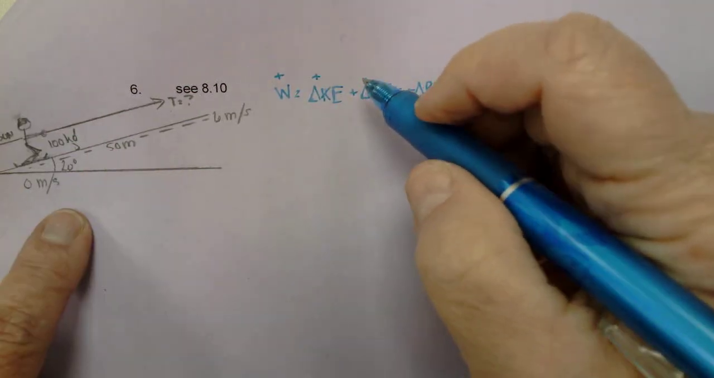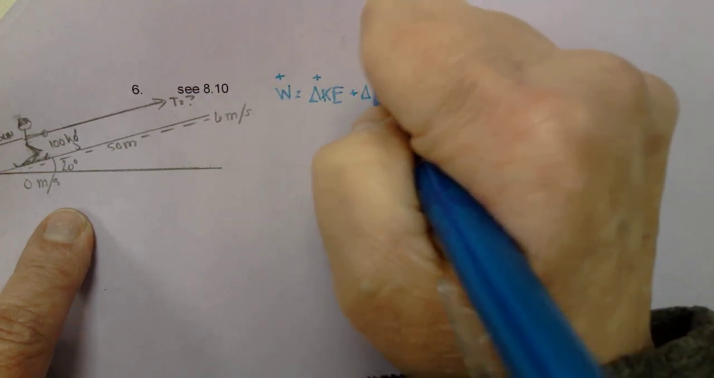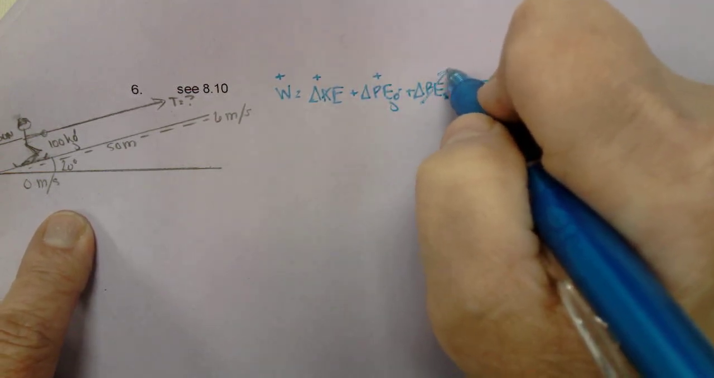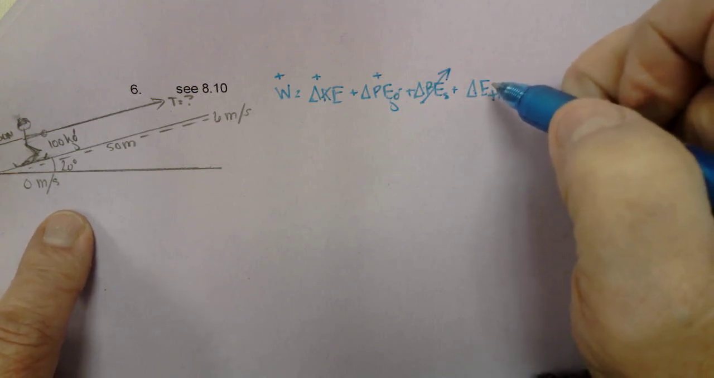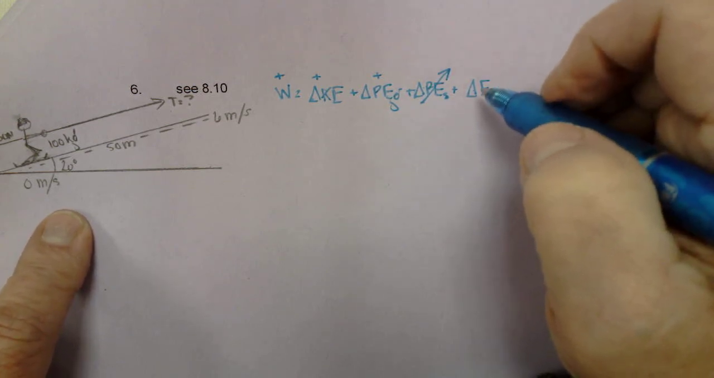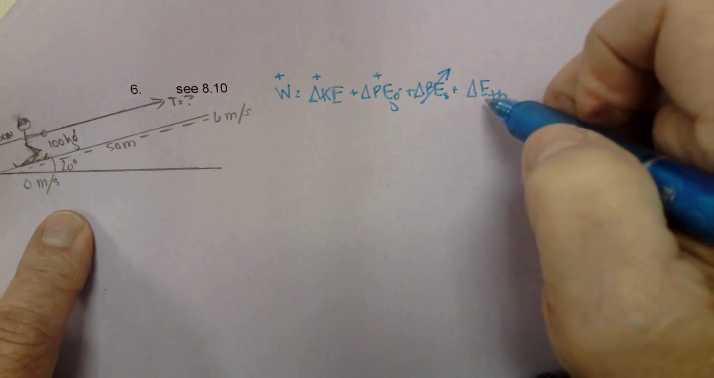I am increasing my speed. I'm also increasing my height. So this is positive. There's no conversation about a spring in here. And is there conversation about friction? Yes, it actually gives you a friction force. So as soon as you know that there's a friction force, then you have to calculate what thermal energy is.